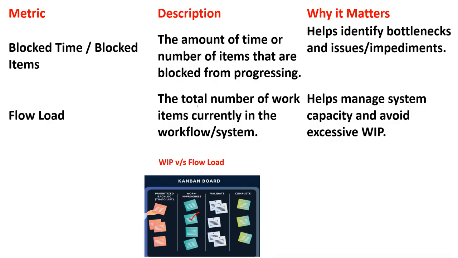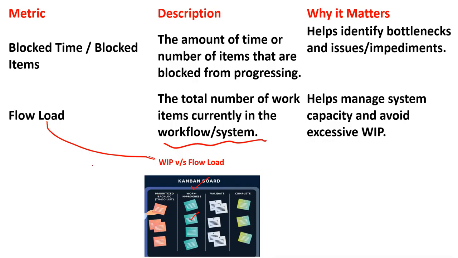Flow load is the total number of work items currently in the workflow system. So what is the difference between the workflow and work in process? Work in process is this column, how many items you are currently working on. But see, here we have 3 or 4 more items waiting. Here are some items to validate. Here are the completed items.